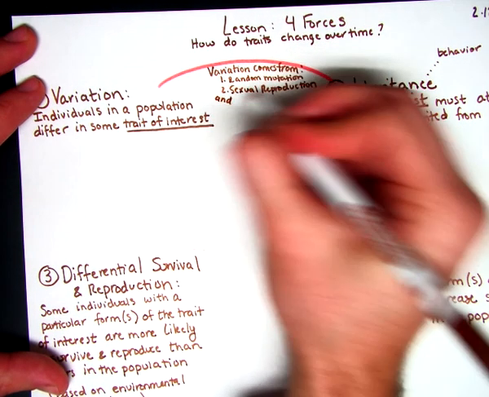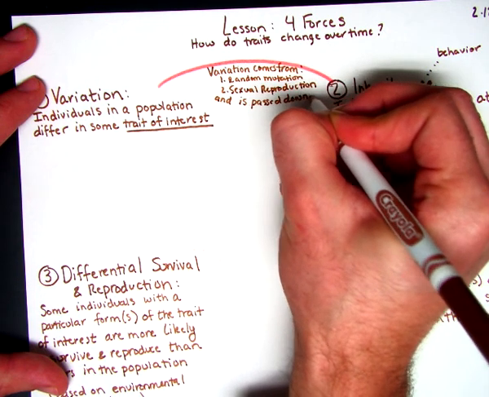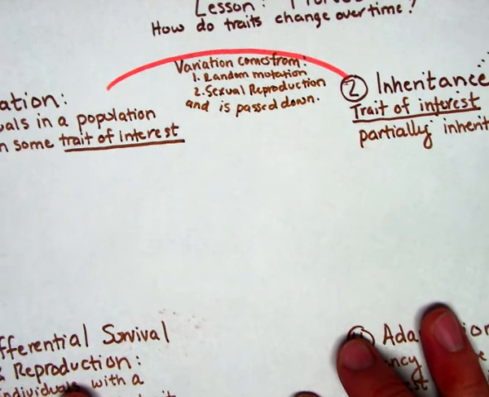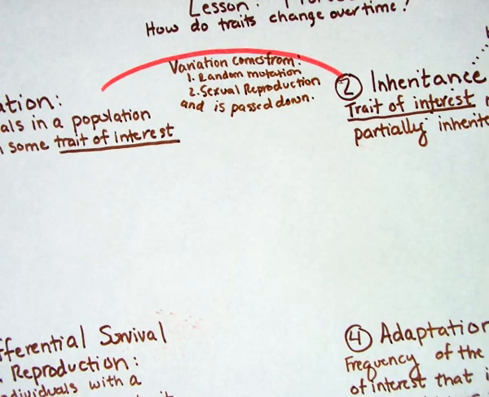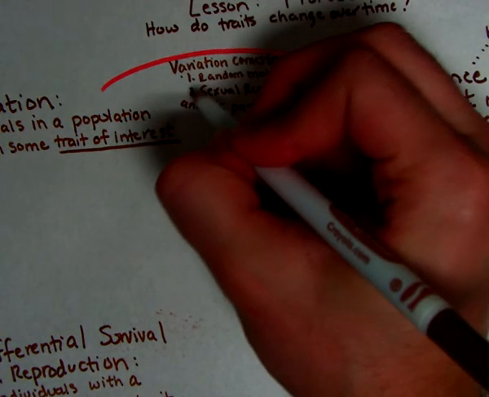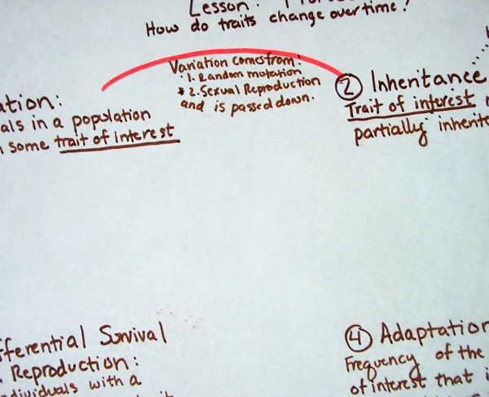and is passed down. Right? So we're talking about variation coming from random mutation, which occurs during reproduction. But then something we haven't talked about is how sexual reproduction actually increases variation even more. We're going to talk about that in the next part of this unit. All right, so we've talked about random mutation, but we will talk about sexual reproduction in the next part. Okay.